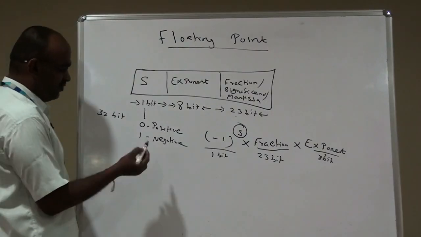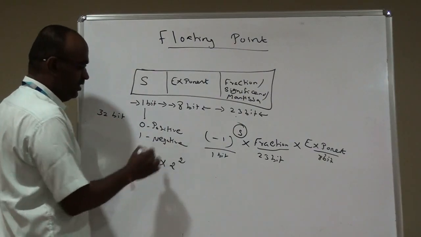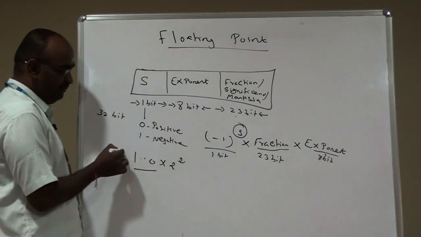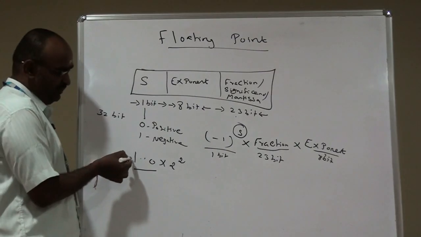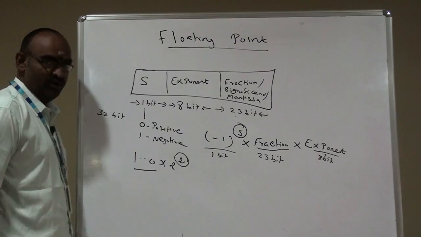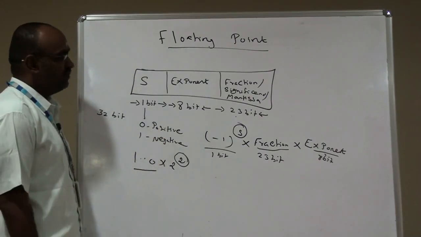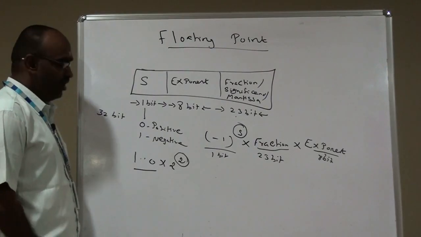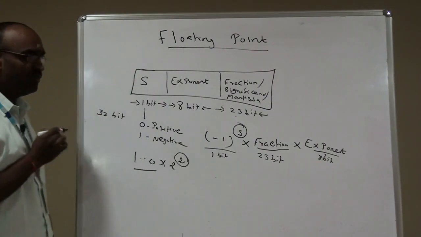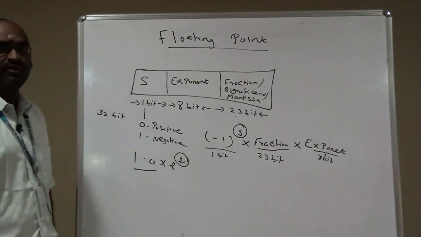For example, take 1.0 in binary into 2 power 2. This is a fractional number. The sign bit is 0, so it is a positive number. Then the exponent value is 2. Why do we represent this in a standard format, that is sign bit, exponent and fraction? Because IEEE is the standard format of floating point, used to represent any floating point number in the format given here.